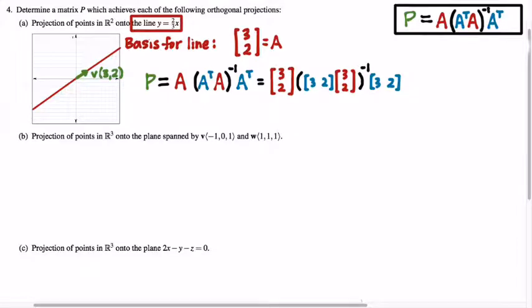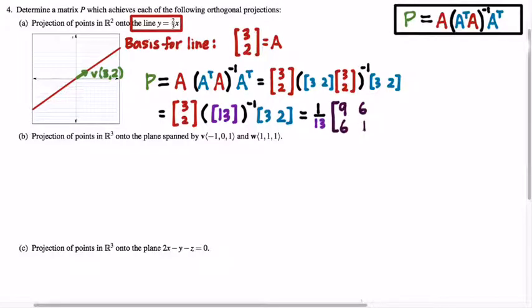We'll process the quantity in parentheses first and then take its inverse. A transpose A gives me the 1 by 1 matrix 13, whose inverse is going to be the 1 by 1 matrix 1/13. And then running (3, 2) times (3, 2), the column times the row, gives me the matrix [9, 6; 6, 4]. And so the projection matrix we want is 1/13 times the 2 by 2 matrix [9, 6; 6, 4].